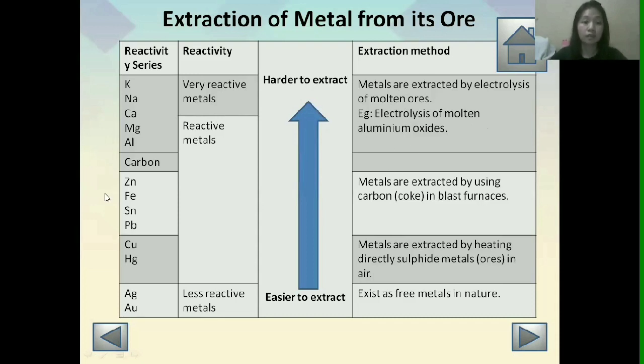Then zinc, iron, tin, and lead are extracted by using carbon in a blast furnace. Copper and mercury are extracted by directly heating sulfide metals in air. The less reactive metals exist as free metals in nature.